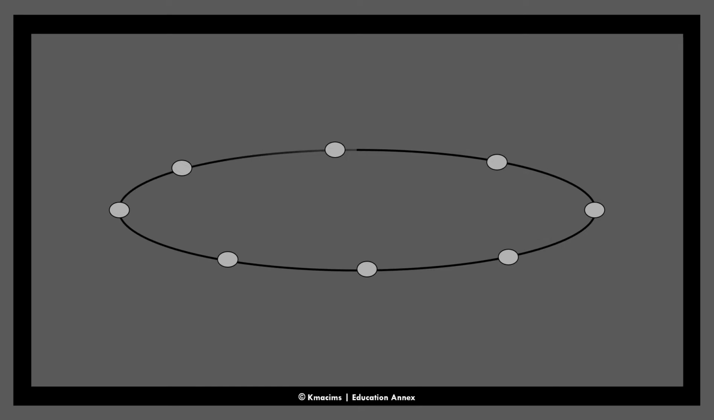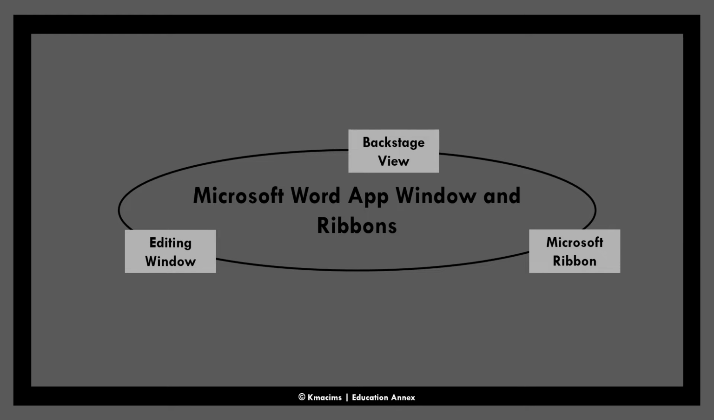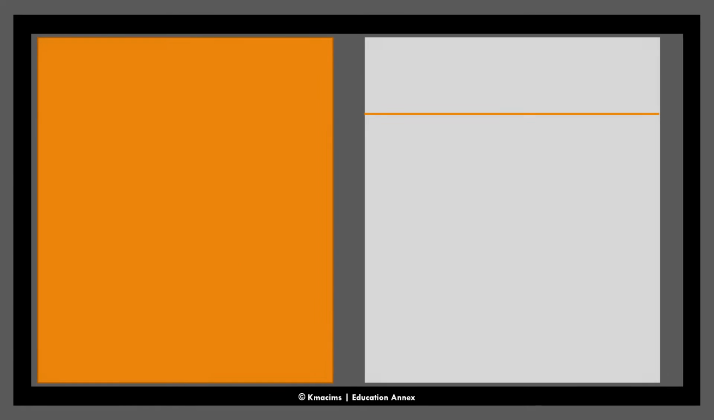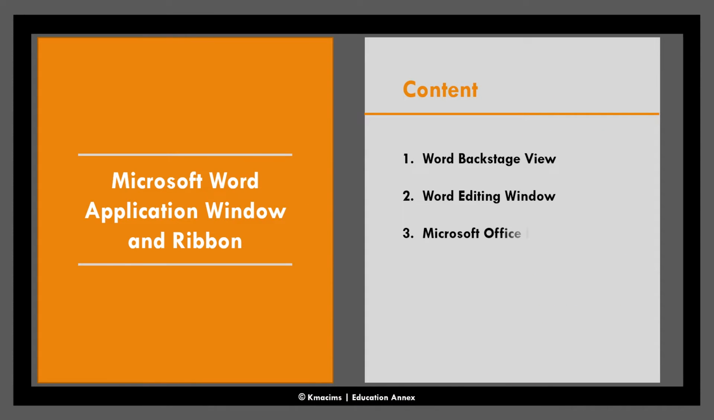Microsoft Word application window contains features that make it easy to create and edit documents. It has the ribbon, which is a feature of the Microsoft Office that makes editing a document easy and exciting. In this tutorial, you will learn the following: the Microsoft Word Backstage View, the Microsoft Word editing window, and the Microsoft Word Office ribbon.